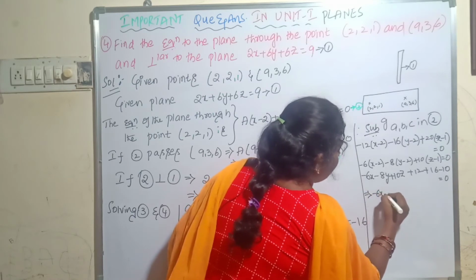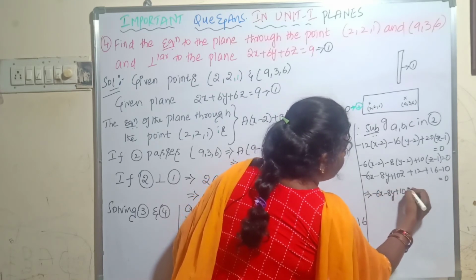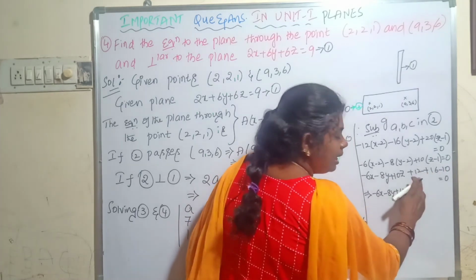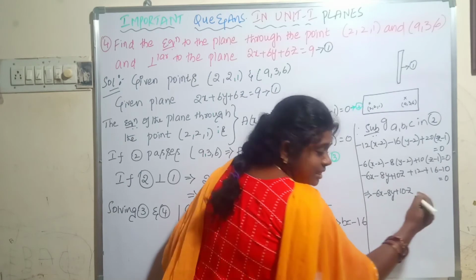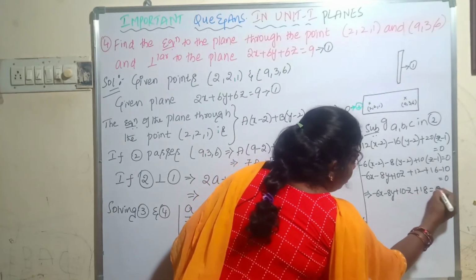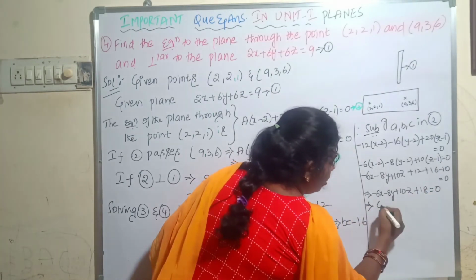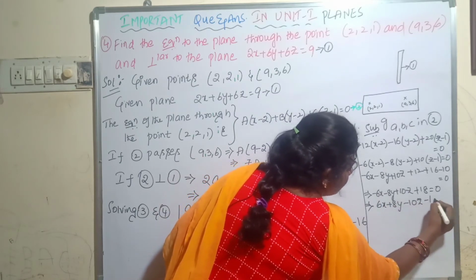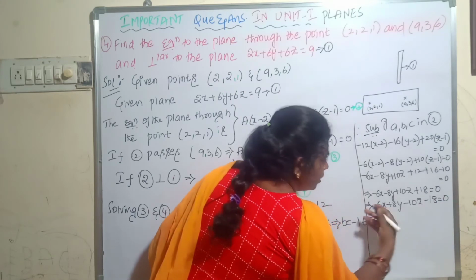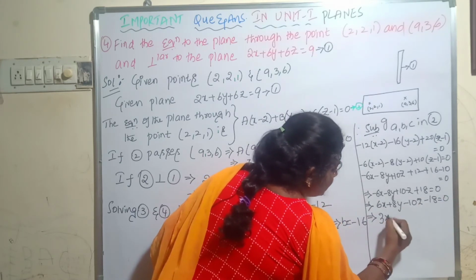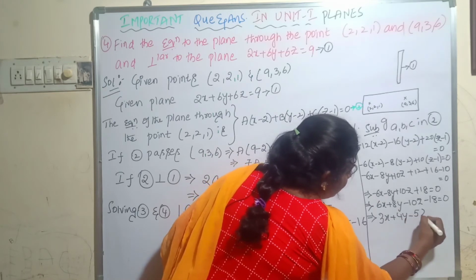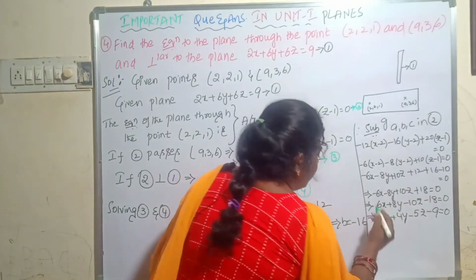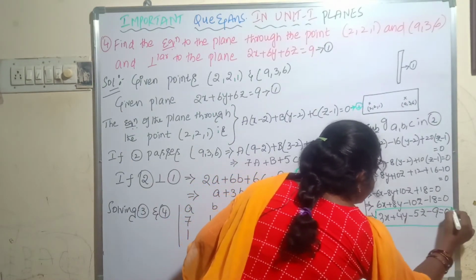Finally, it will become minus 6x minus 8y plus 10z plus 12 and minus 10, which is plus 2. Plus 2 plus 16 is plus 18, which is equal to 0. Multiply with minus, so it will become 6x plus 8y minus 10z minus 18 is equal to 0. Cancellation with 2: 2 3s are 6, 2 4s are 8, 2 5s are 10, 2 9s are 18. This is our required plane equation.